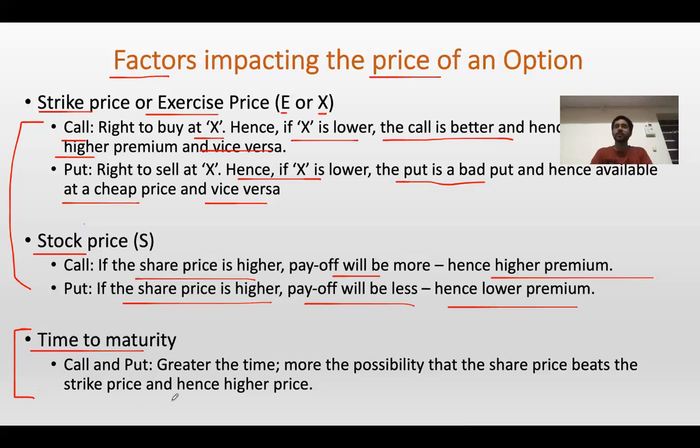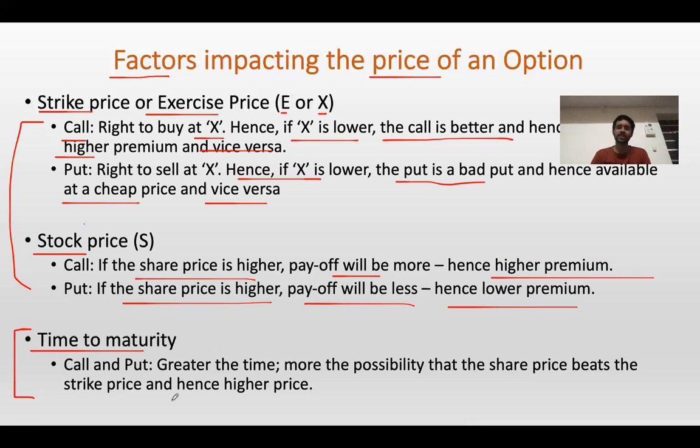Okay, so let's say there is a call option on an underlying share whose strike price is 100 and the share price is also 100, right? Let's say the strike price and the share price are 100. So this is an at the money option, right?